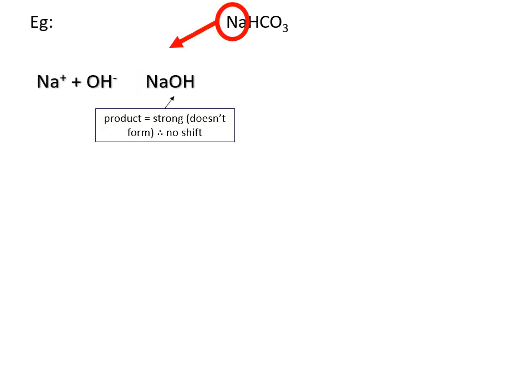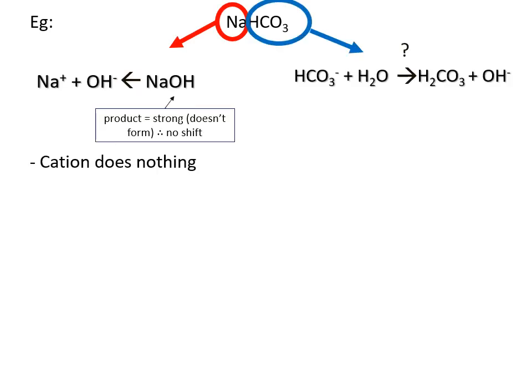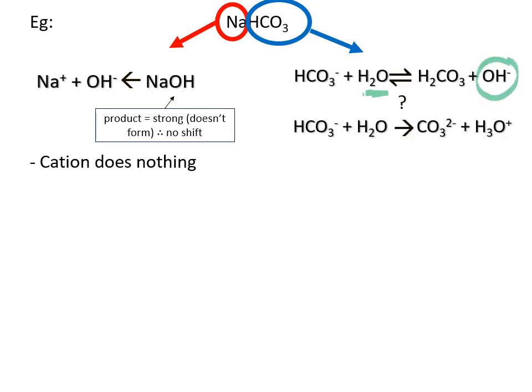The sodium we know is not going to do anything, but the bicarbonate could hydrolyze water, and in this case it is picking up a hydrogen from water, so it is acting as a base and producing hydroxides. Because we have a weak acid being formed, we know that this system will exist at equilibrium. And because it's amphoteric, maybe it's going to interact with water and donate its hydrogen to water, forming the hydronium.